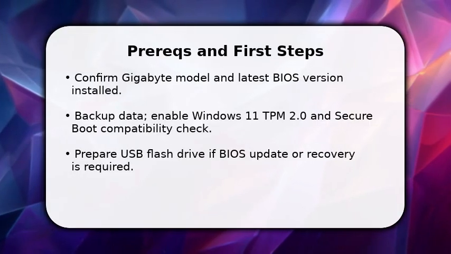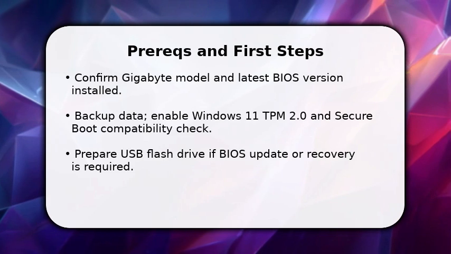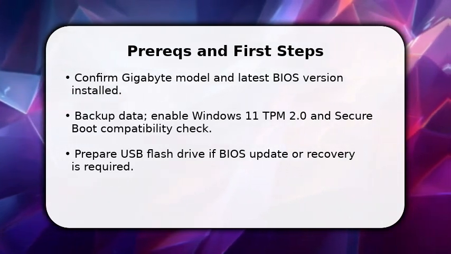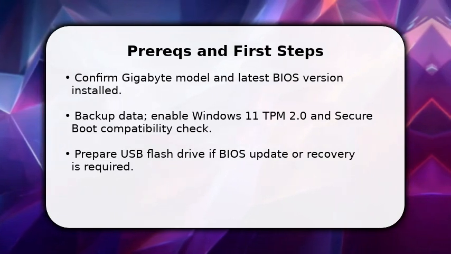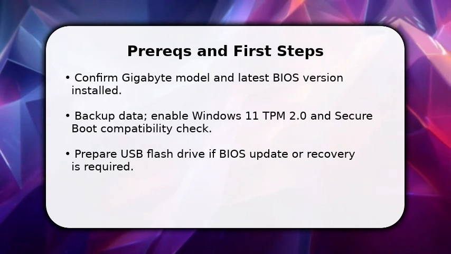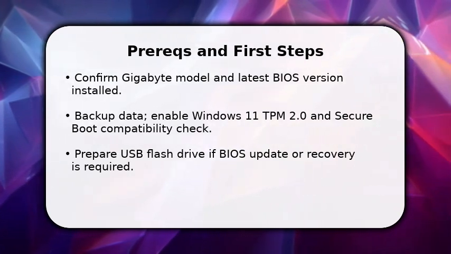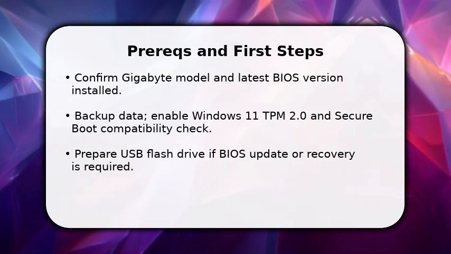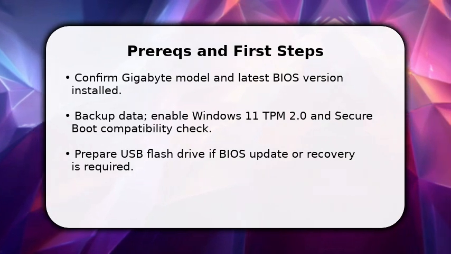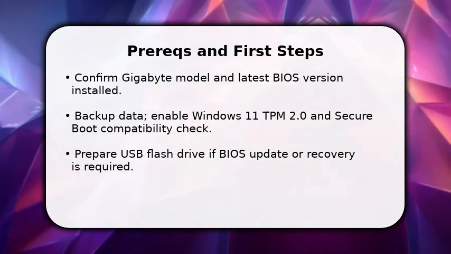You start by confirming your Gigabyte motherboard model and that BIOS is up to date. This matters because Secure Boot options can differ by revision. Once done, make sure Windows already meets TPM 2.0 requirements, and that your disk uses GPT rather than MBR. You should back up important files and prepare a USB drive for BIOS updates or recovery.